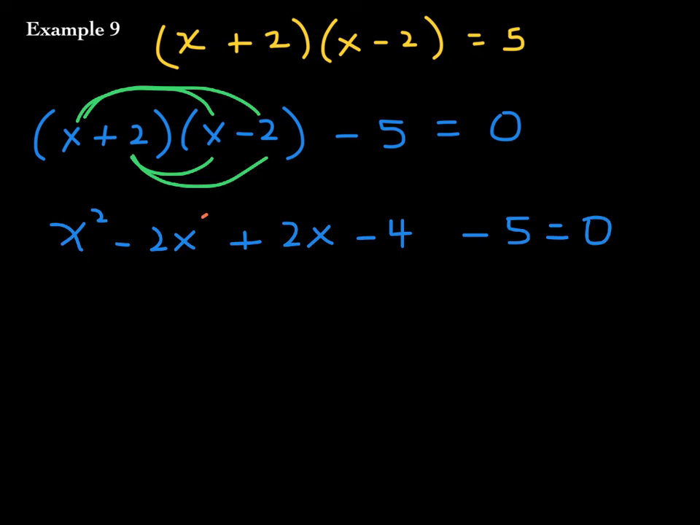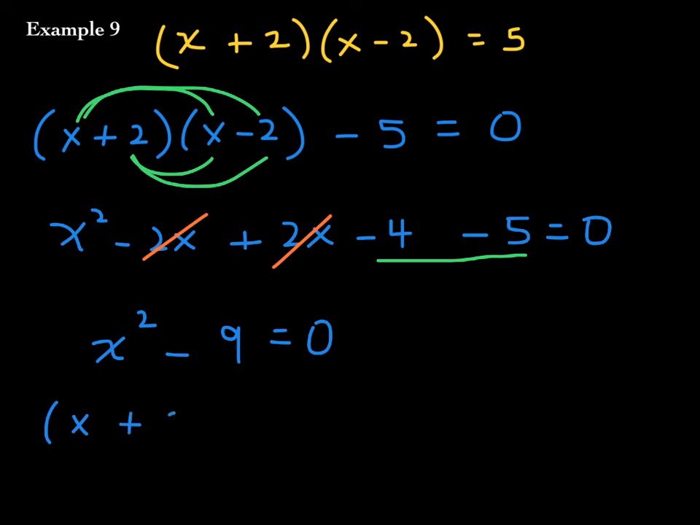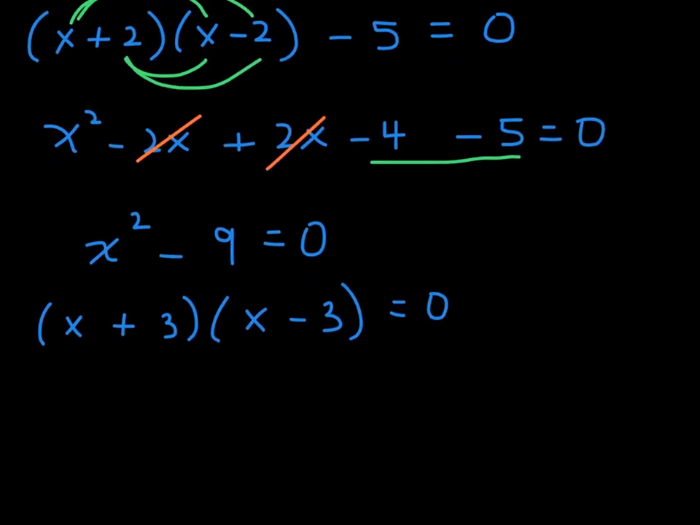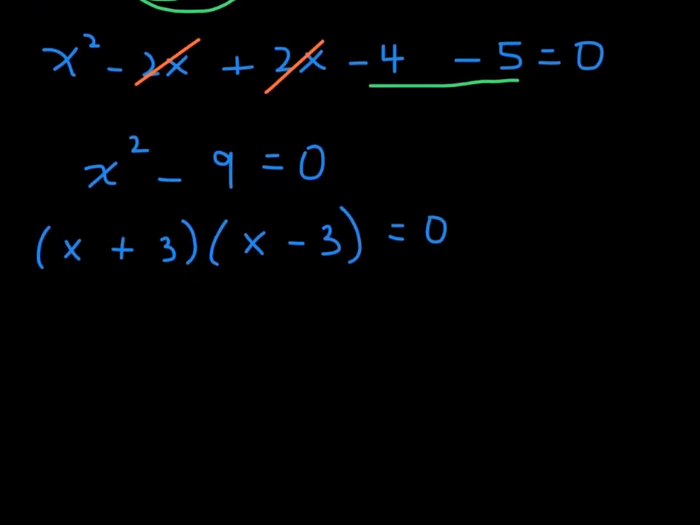Notice that these two terms are opposite, so they cancel. And also notice, please, that these two terms here are like terms that we can combine. And so we end up with x squared minus 9 is equal to 0. Oh, we have a difference of two squares. So difference of two squares, this one factors as x plus 3, x minus 3, doesn't it? So what we can do at this point is set each factor now equal to 0 and solve.